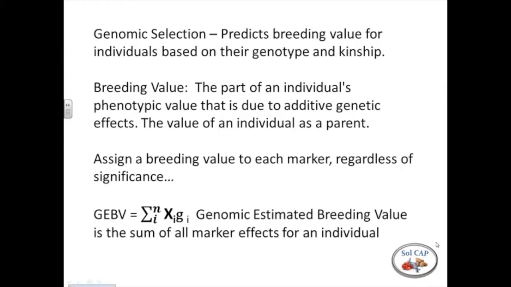So in genomic selection, we're trying to predict a breeding value for individuals based on their genotype and kinship. A breeding value is the part of an individual's phenotypic value that is due to additive genetic effects. It's the value of an individual as a parent. The approach that we're going to take is to assign a breeding value to each marker in our data set, regardless of whether that marker is significantly associated with a trait or not. Then we can create a genomic estimated breeding value, which is essentially the sum of all those individual marker effects. Okay?